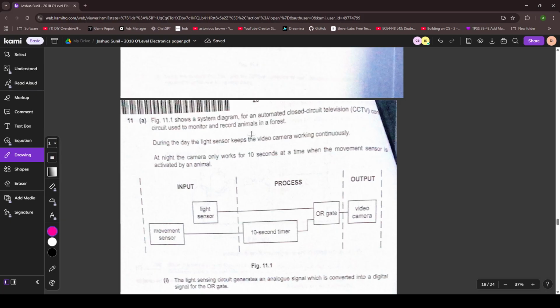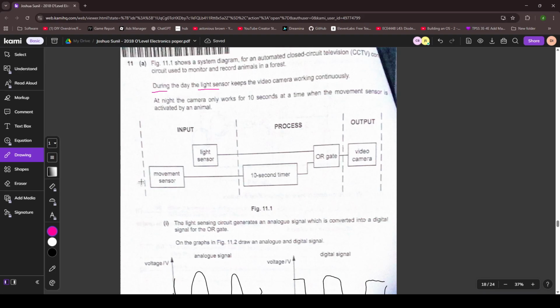Alright, 11A, figure 11.1 shows a system diagram for an automated closed circuit television controller, I think, circuit used to monitor and record animals in the forest. During the day, the light sensor keeps the video camera working continuously. At night, the camera only works for 10 seconds at a time when the movement sensor is activated by an animal. And then they give you the subsystem.